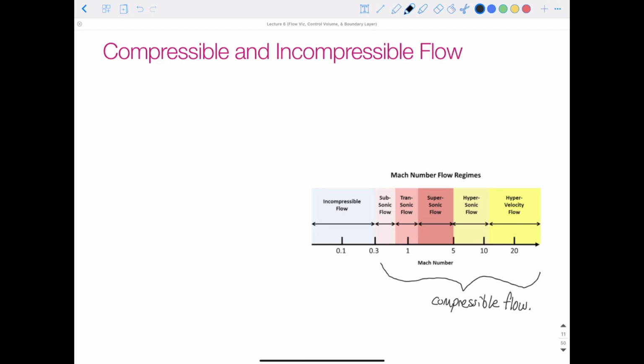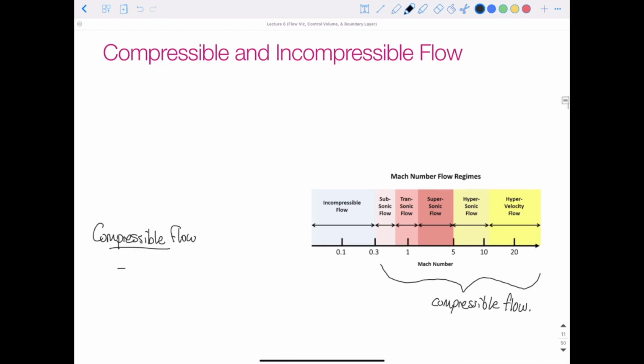So this is the Mach number in different flow regimes. The Mach number is the velocity of the flow divided by the speed of sound in that medium. If the Mach number is 1, that means the flow is at the speed of sound. Anything above 0.3 of the Mach number, or 0.3 of the speed of sound, in the flow of a gas is compressible flow. So compressible flow is just, very simply, if the density of the fluid changes.